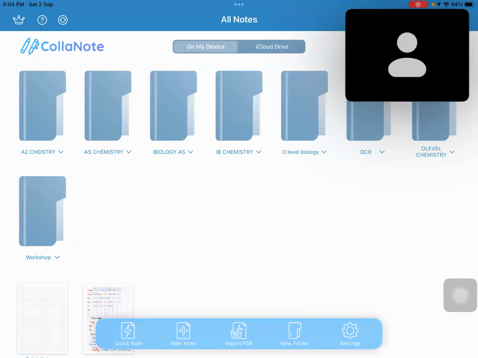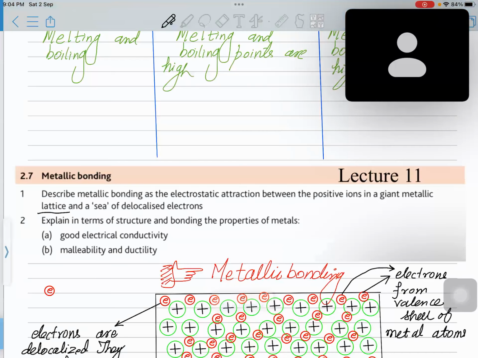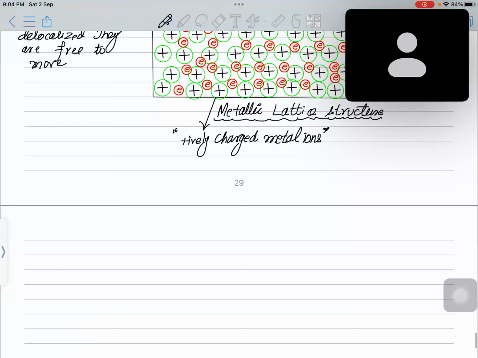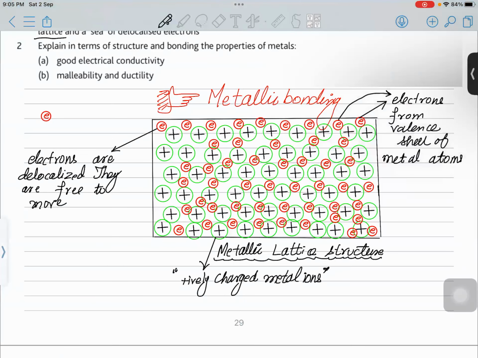Last time we completed, or started, I think, chemical bonding. Sir, yesterday we were at metallic bonding. Yes, metallic bonding. Can you define what is metallic bonding?